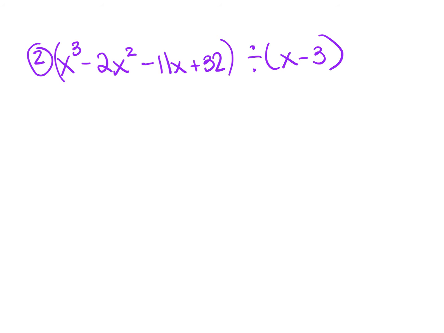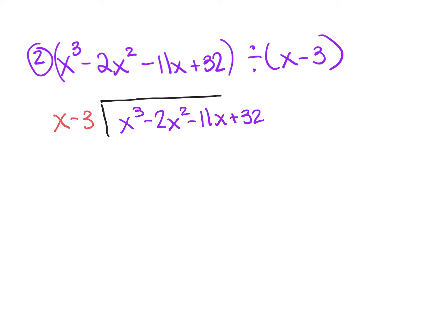So for this problem, notice that, again, we want to make sure that we start in standard form. And here it's already in standard form. So your dividend's okay. Take the divisor, put it out there, and start our division process. So we have x minus 3. We're going to divide that into x cubed minus 2x squared minus 11x plus 32.